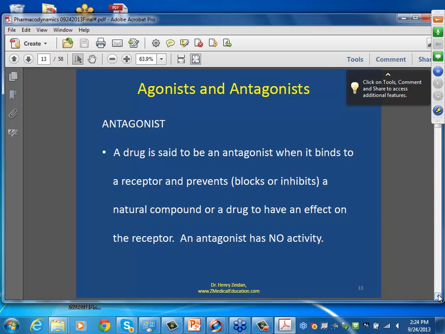You cannot make the situation worse and use an agonist. If you have too much of agonist, you can reverse the process by selecting an antagonist. So a natural compound or a drug to have an effect on a receptor.